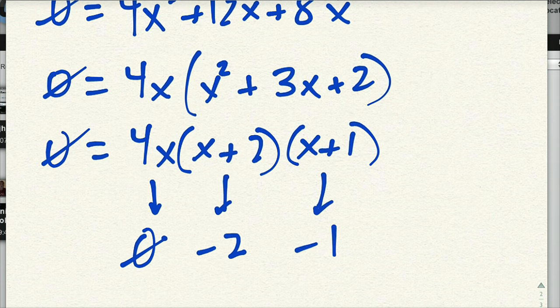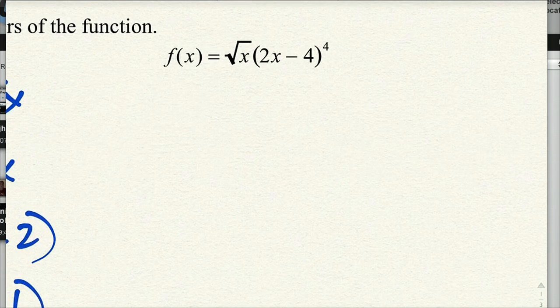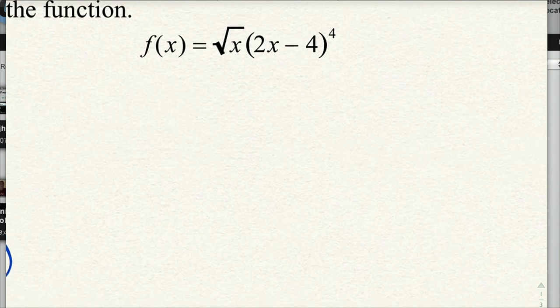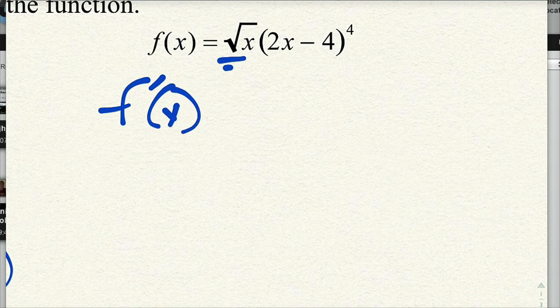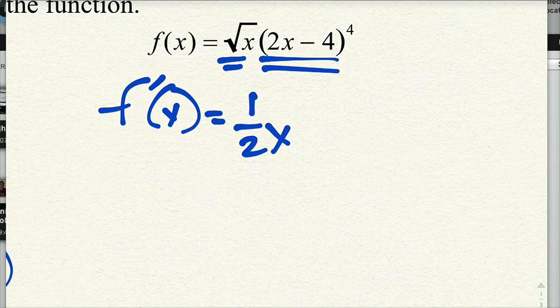I found the 3 possible places where there can be a relative max or a relative min. This next one looks like a little bit more difficult, and it is, but you should feel comfortable doing these also. Again, if I want to find the critical number, I'm going to take the derivative. And in this particular problem, I have one thing multiplied by another thing, so I'm going to use product rule. The derivative of the first one, which is half x to the negative half, leave the second one alone.